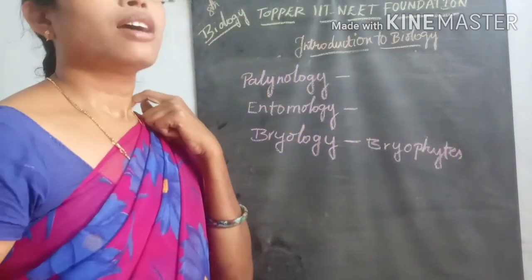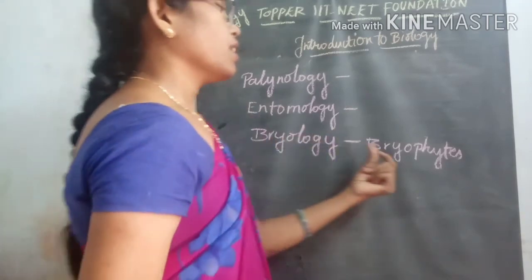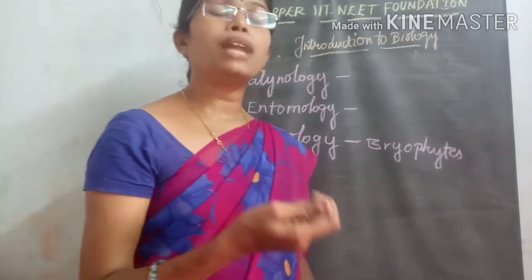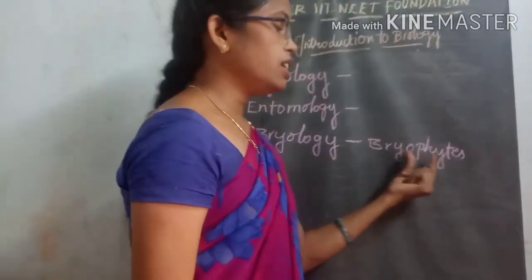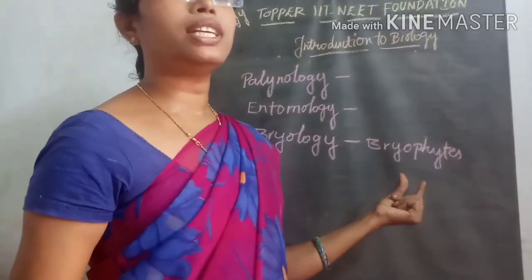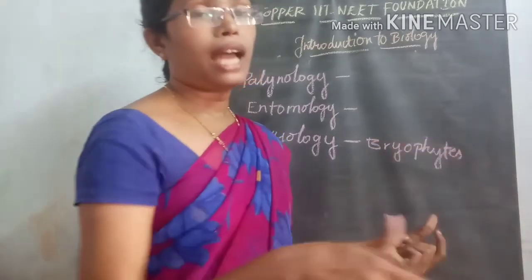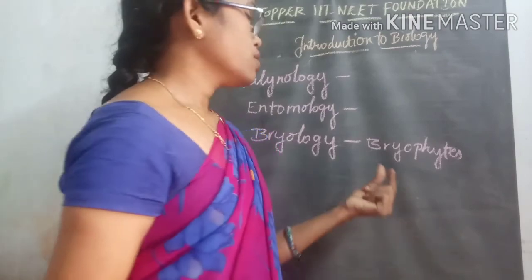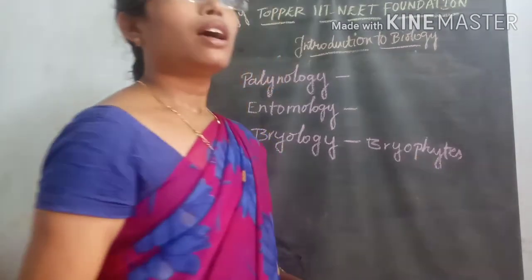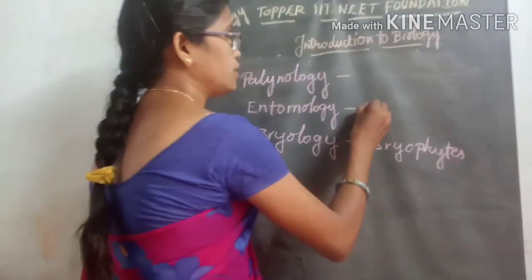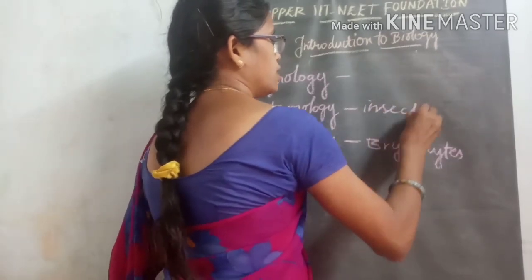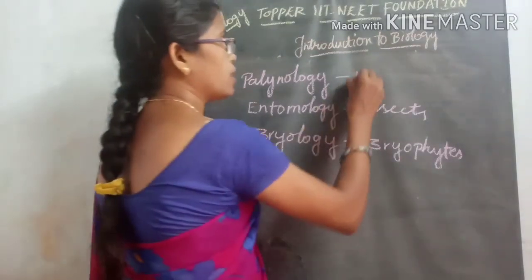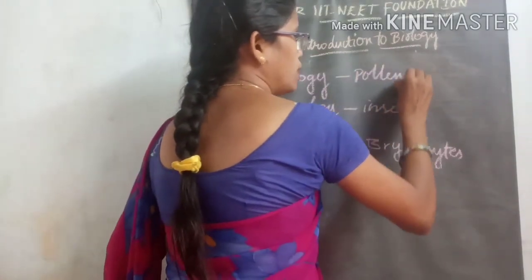Bryophytic plants are nothing but the amphibians of the plant kingdom. They have the ability to grow in both land and water. So that's why these plants are called bryophytes. Then coming to another important one, entomology means the study of insects, and paleonology means the study of pollen grains.